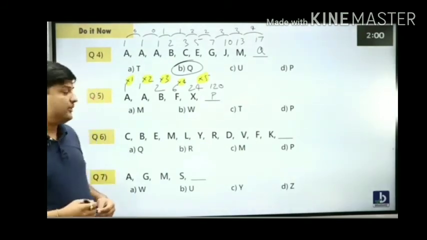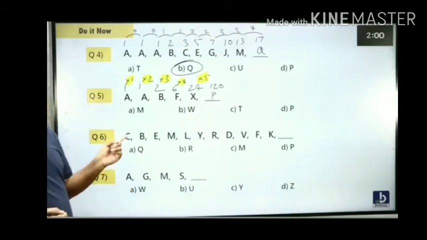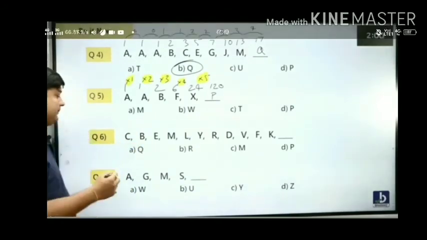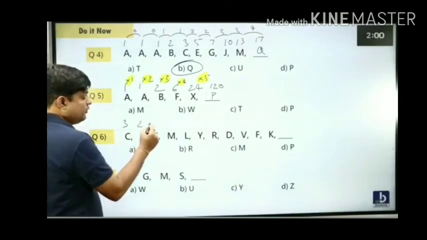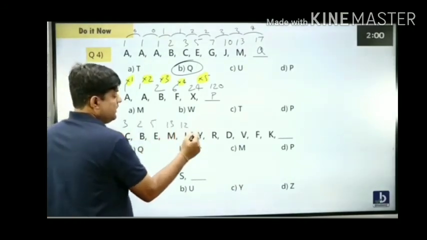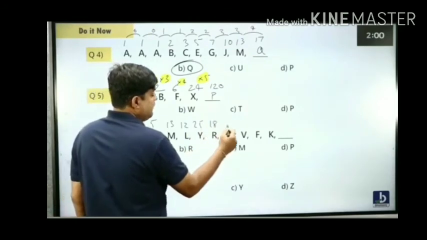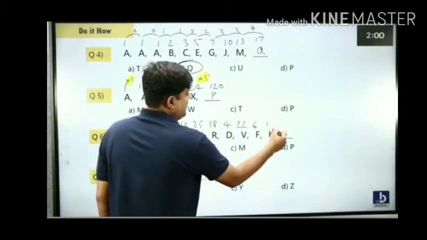Now, third question, you might have a doubt. Some people have a doubt. I think Jyotsna had a doubt. Okay, have a look here. Be very quick, huh? The series is 3, 2, 5, 13, 12, 25, 18, 4, 22, 6, 11.